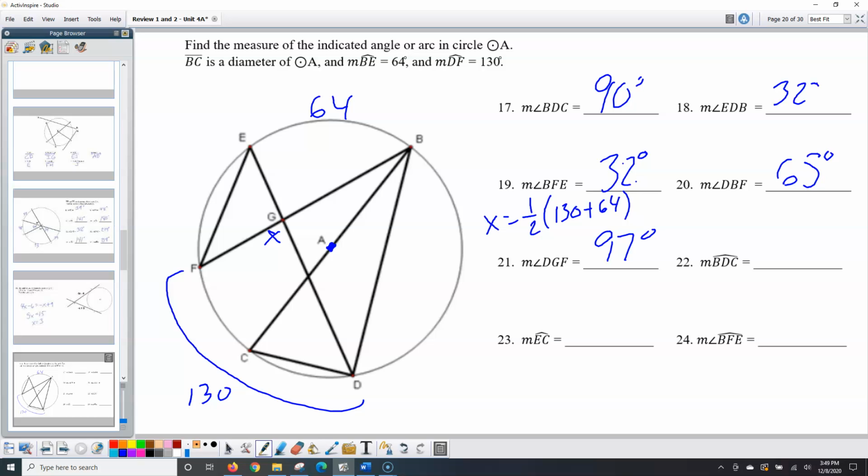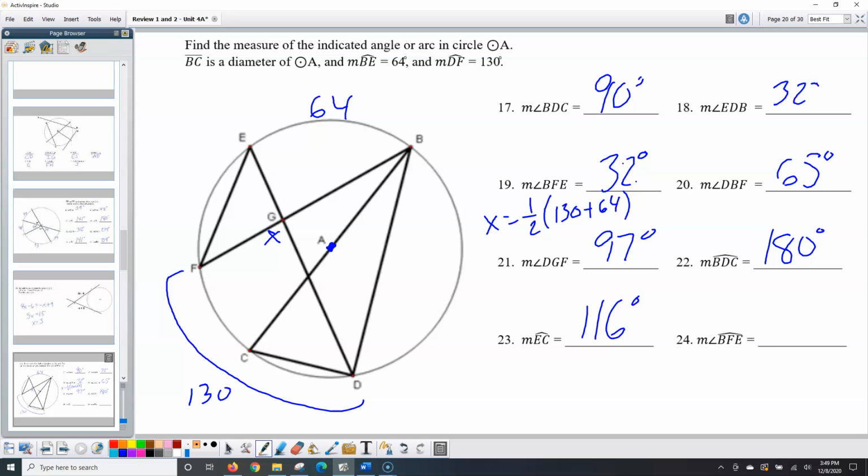Arc BDC, that's half the circle, 180. EC. Well, EC is right here. I'm noticing that this is half the circle, so I'm going to say 180 minus that 64. 180 minus 64 is 116, I believe.